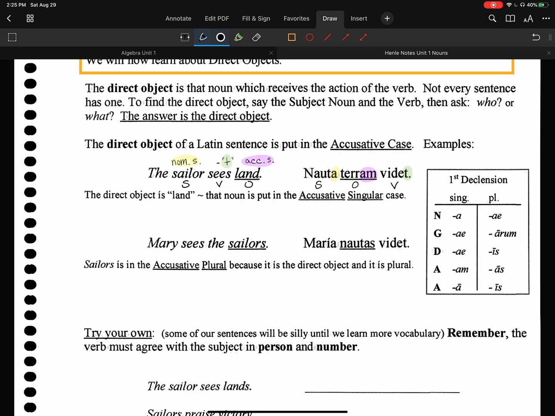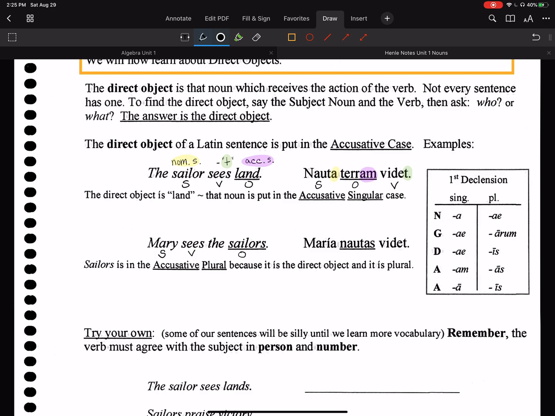Taking a look at the next sentence, Mary sees the sailors. Remembering that English word order is generally subject: who's doing the action? Mary. She's shooting the arrows out of her eyes. She sees, there's our verb, the sailors, the person that she's looking at. So they are our object. So there's SVO, the normal English word order.